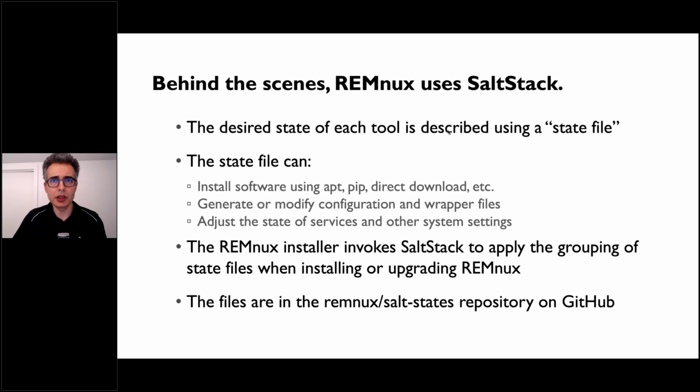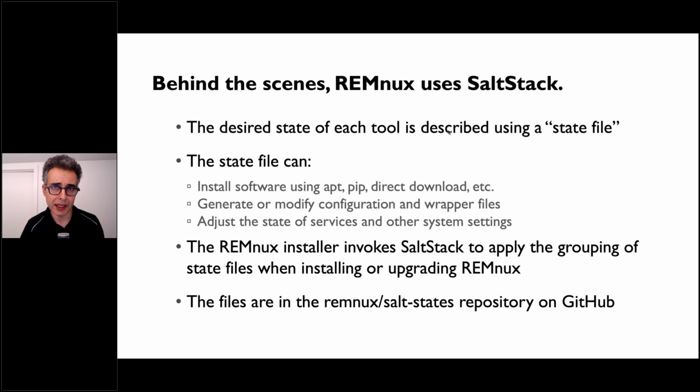Now, when you use the REMnux installer to set up and upgrade your system, what the REMnux installer actually does is it downloads the latest versions of the state files that describe REMnux. It copies them to your local system behind the scenes, and then behind the scenes, it involves SaltStack, telling it to apply those state files to your system. This way, as new tools are added to the REMnux distro, or as existing tools get tweaked, updated, or reconfigured, SaltStack will make sure that whenever you run your REMnux update, you get the latest versions of these tools.